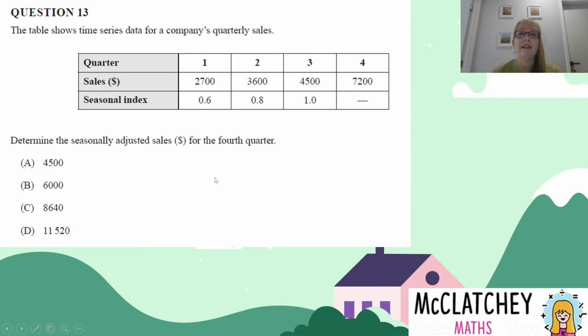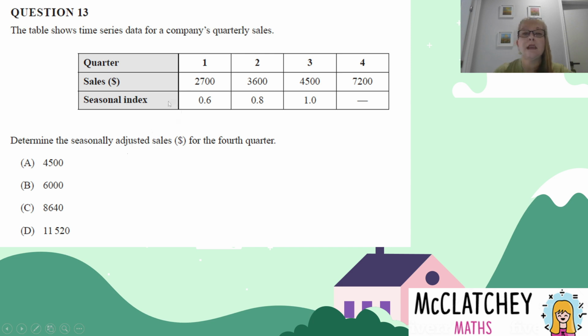Okay, next question, and it's the last question. Question 13. The table shows time series data for a company's quarterly sales. So I've got the 4 quarters, I've got the sales for the quarters, and I need to work out this last index here before I can determine the seasonally adjusted sales. So there's 2 parts to this question. First of all, work out what the index is, and then I need to de-seasonalize it. That's what seasonally adjusted means.